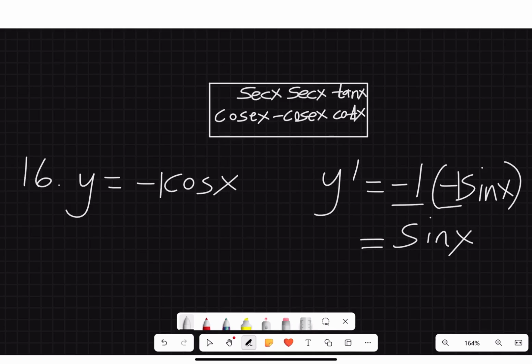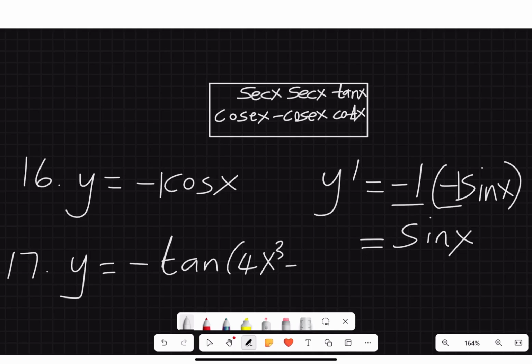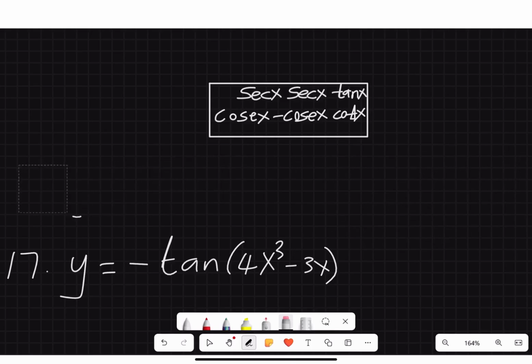All right, perfect. Now let's go to 17. For 17, I need you to pause and attempt. It's negative tan of 4x cubed minus 3x. I need you to pause and attempt this one. So the answer would be this.